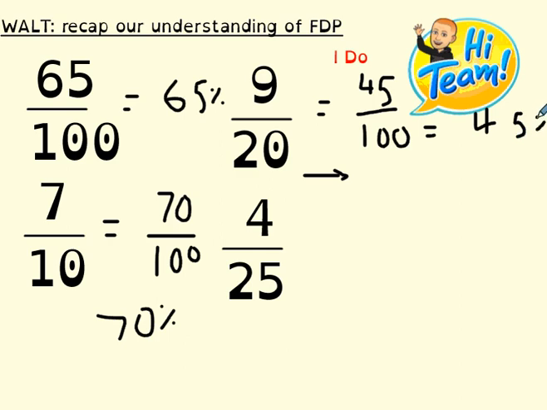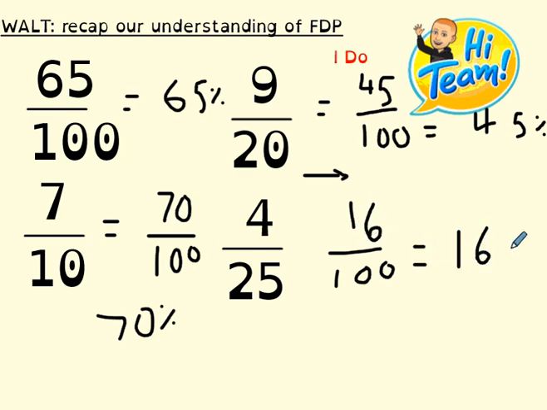4 25ths. I times my 25 by 4 to get my fraction over 100. So I times my 4 by 4 to get to 16. 16 over 100 is the same as 16%.